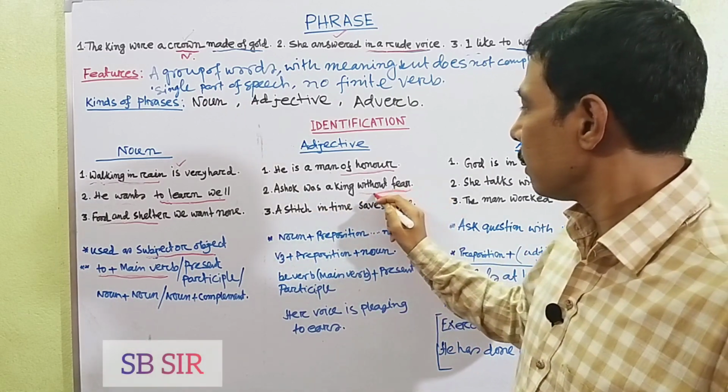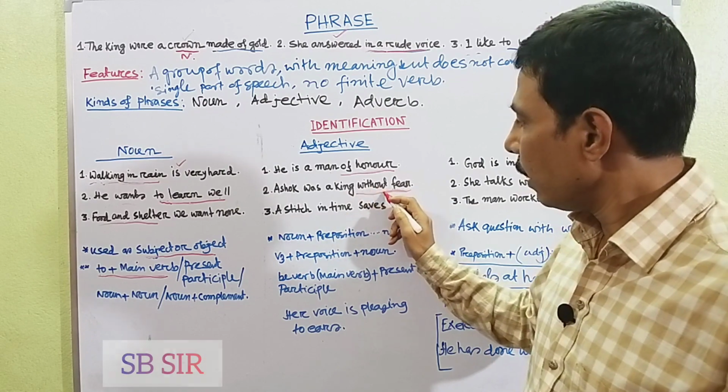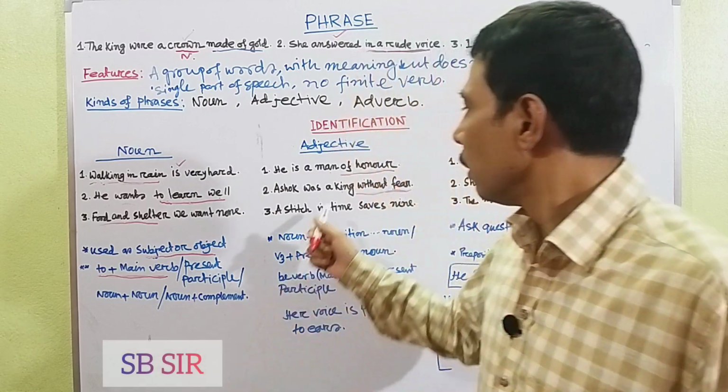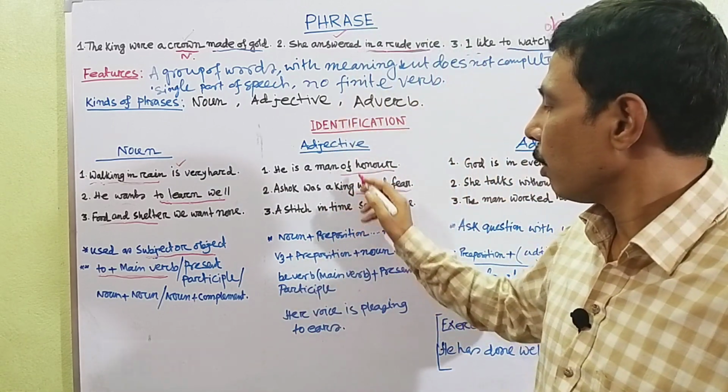Without fear. This part is a phrase. Without fear modifies the noun king. So it is also an example of adjective phrase. It modifies this noun.